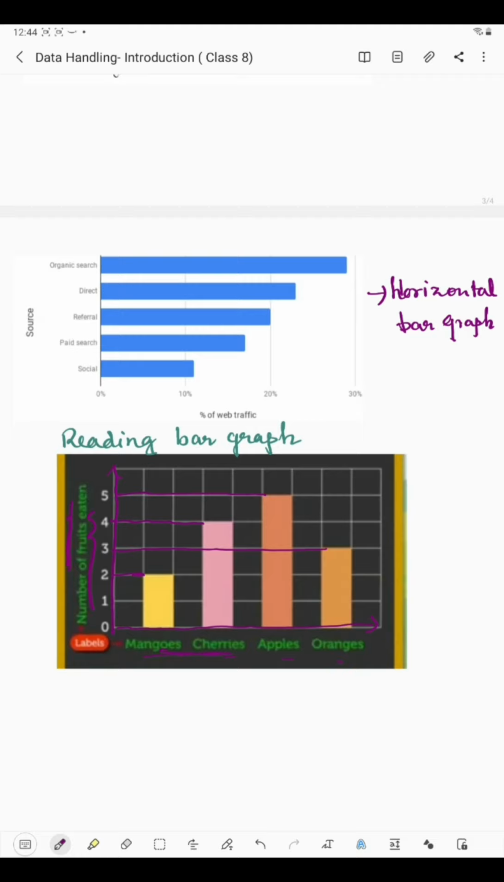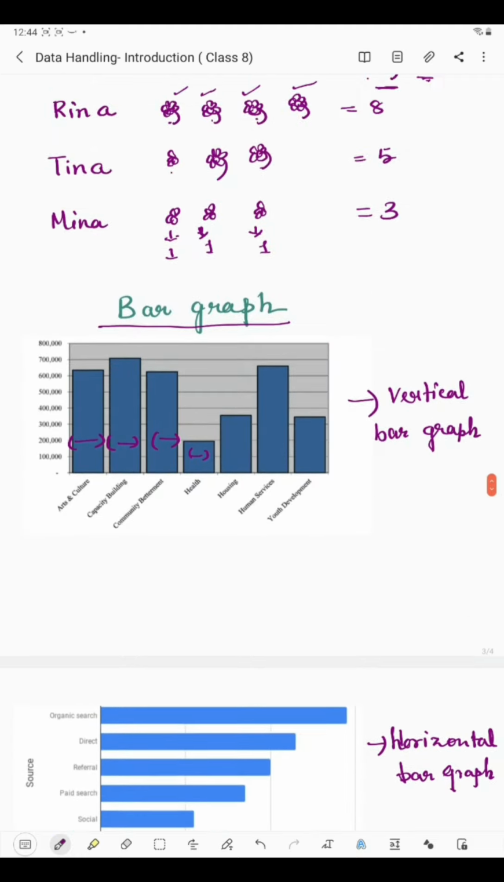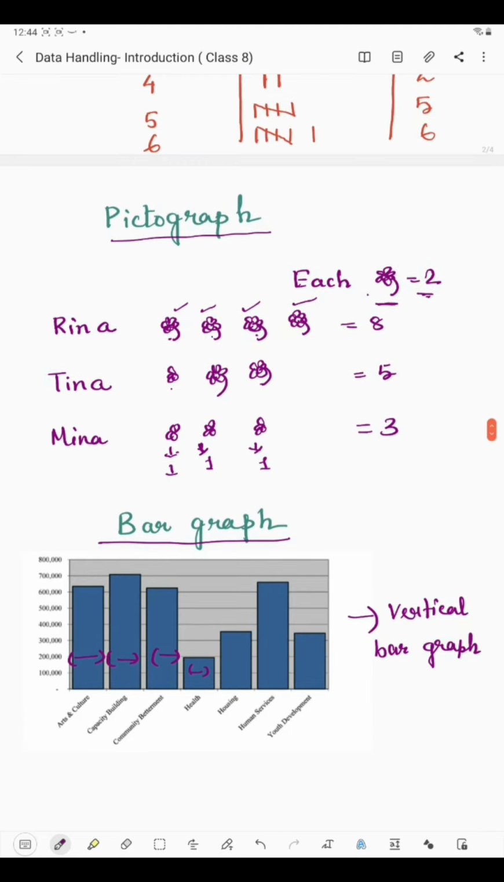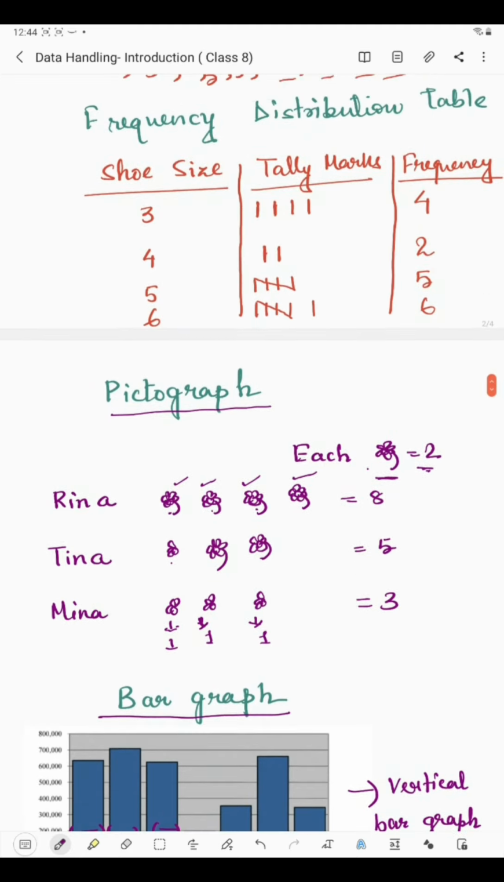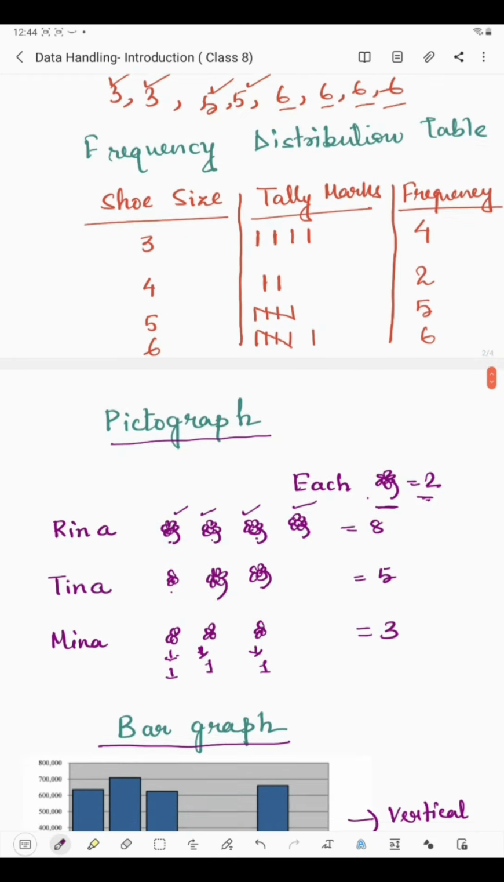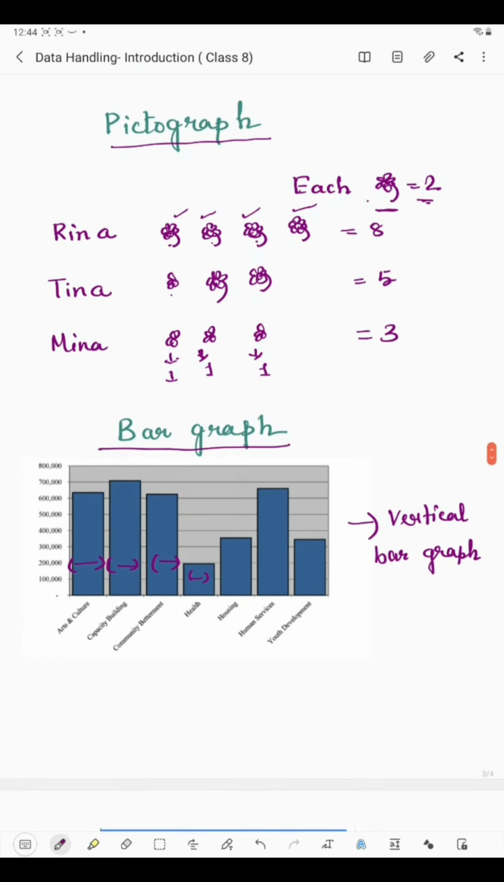So these are the three different ways to represent the data. One is pictograph, another is frequency distribution table, and the third is bar graph.